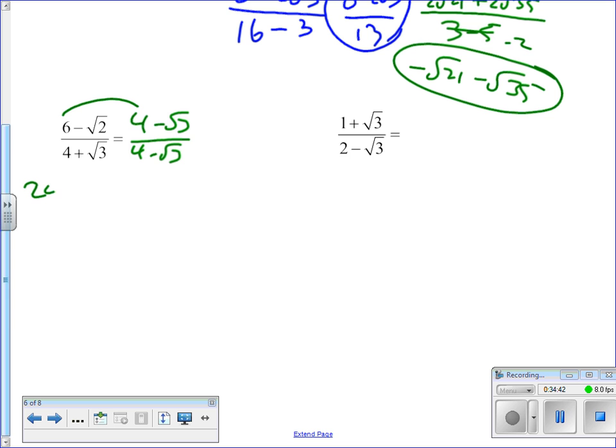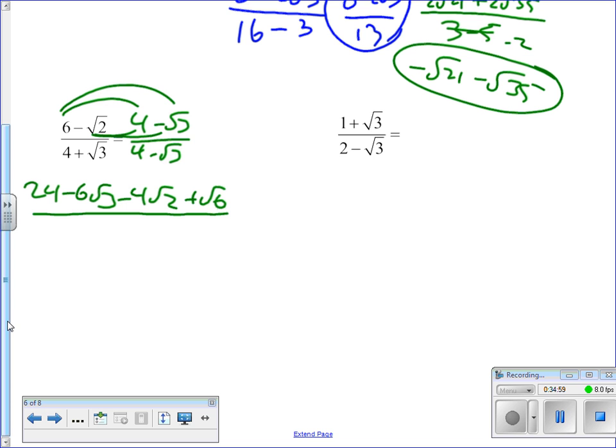6 times 4 is 24. 6 times negative root 3, negative 6 root 3. Negative root 2 times 4, negative 4 root 2. Negative root 2 times negative root 3 is plus root 6. And then in my denominator, by the conjugate, so I've got my shortcut, square the first number. 4 squared is 16. Minus, square the second one. Square root of 3 squared is 3.